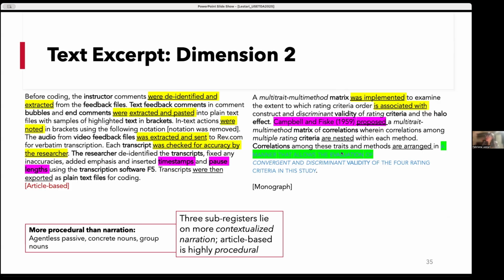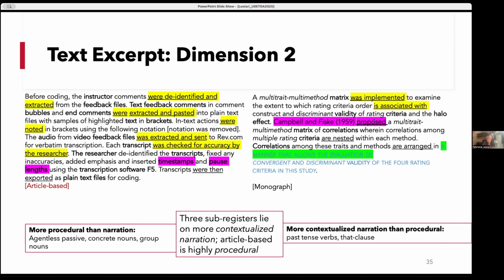Well, for the monograph dissertation, we see past tense verbs and that-clauses. So we get a sense of the differences in the language used by graduate students in the applied linguistics field who wrote monograph dissertations versus article-based dissertations.